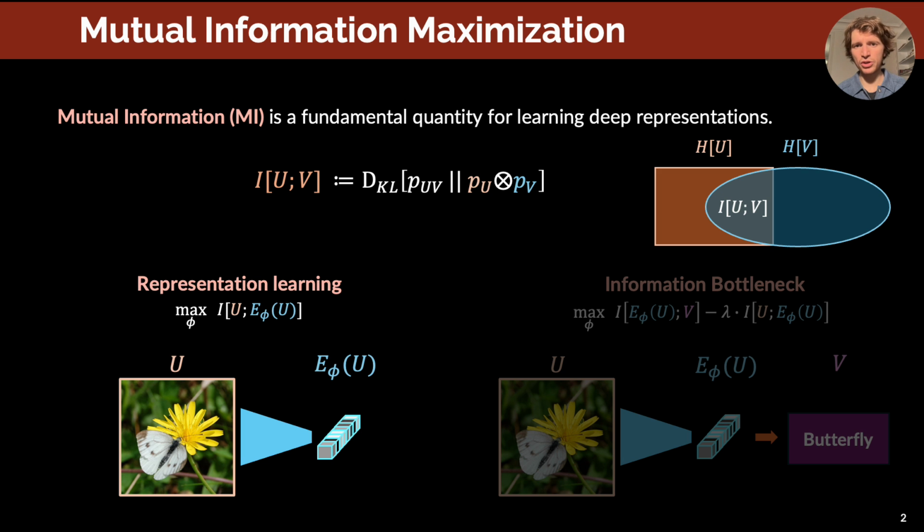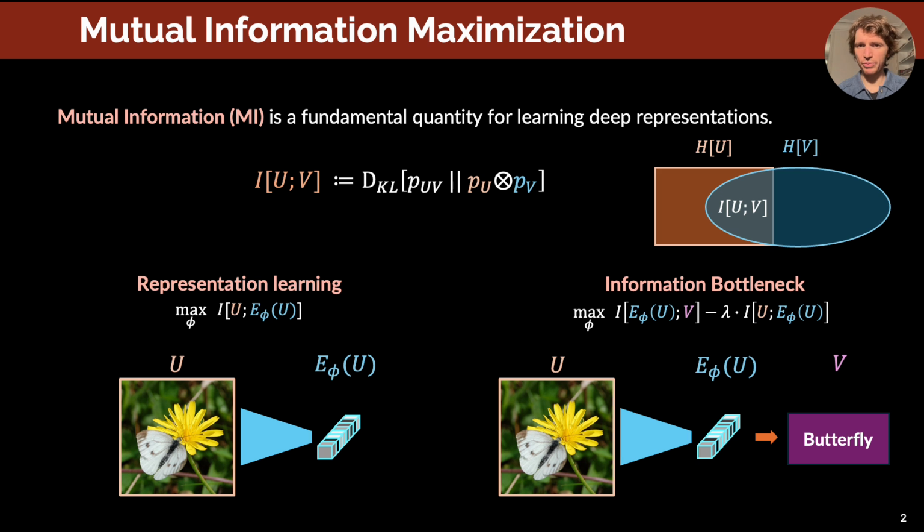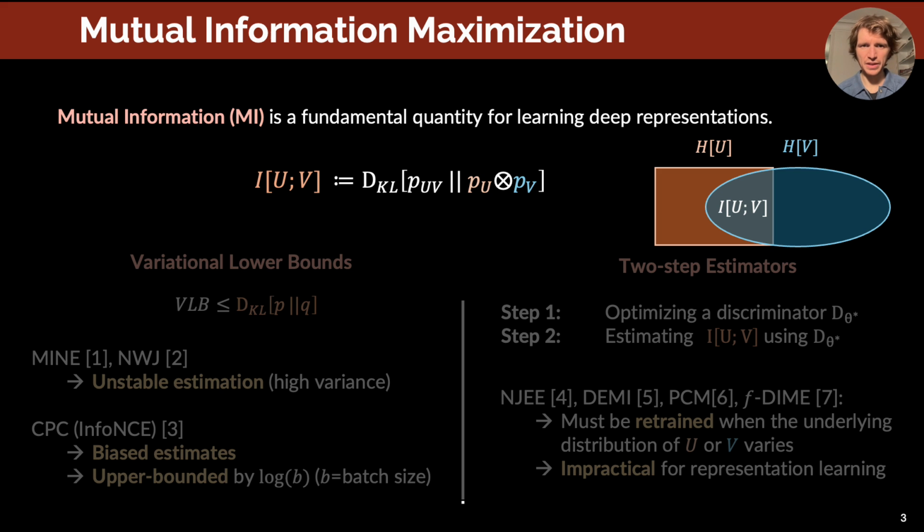For instance, to learn deep representations of data by maximizing the mutual information between data and their representations. Or in the information bottleneck framework, to learn a representation that only captures the information relevant for predicting another random variable. To maximize mutual information, we first need to be able to estimate it.